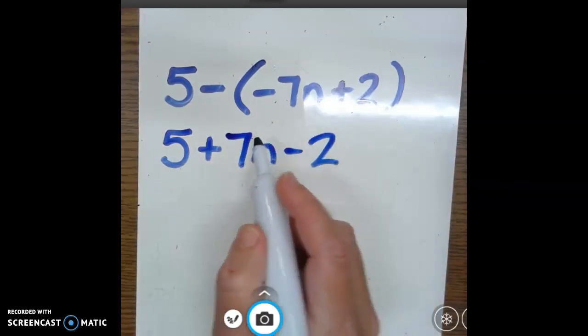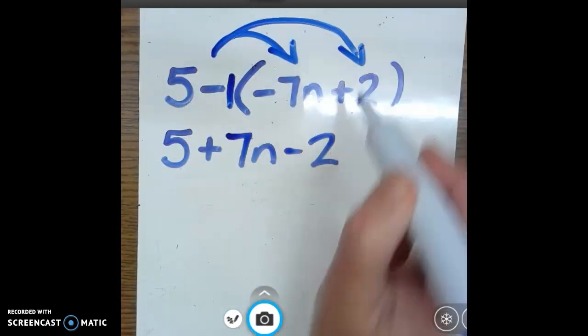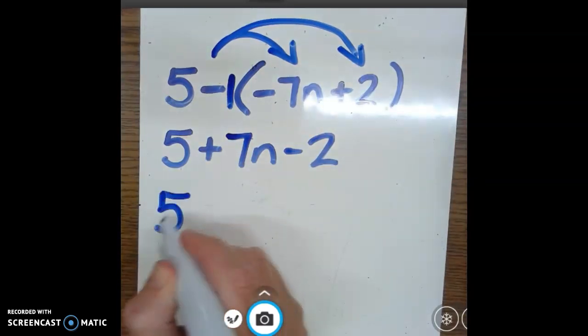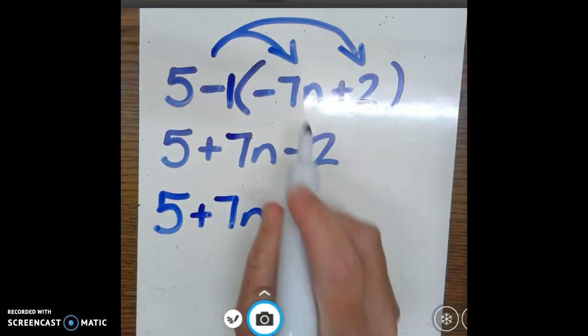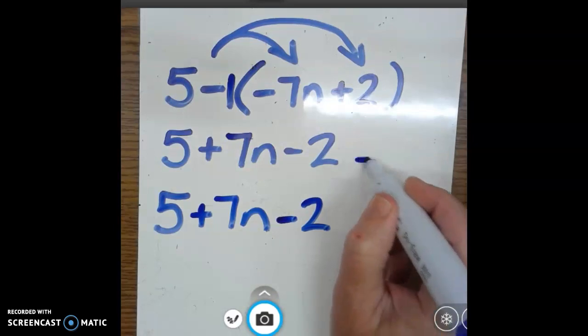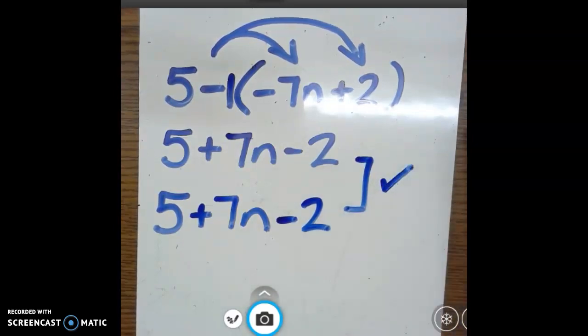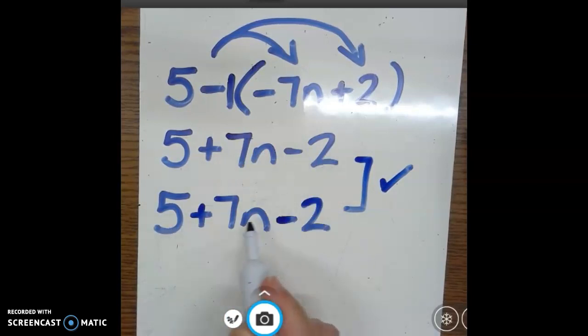If we look at this as distributing a -1, we should get the same exact thing. 5, a -1 times a -7n becomes +7n, and -1 times +2 becomes -2. So these match, okay? Whether we are adding the inverse or thinking of this as distributing a -1, being multiplied does create the inverse of both terms. I hope that was helpful.